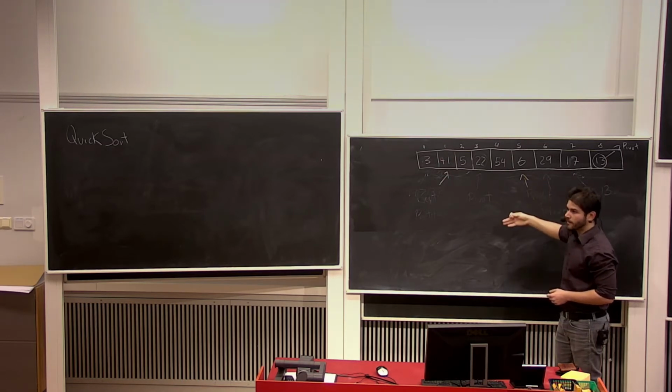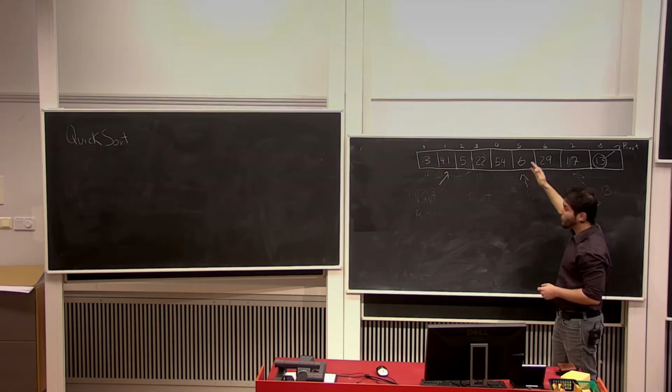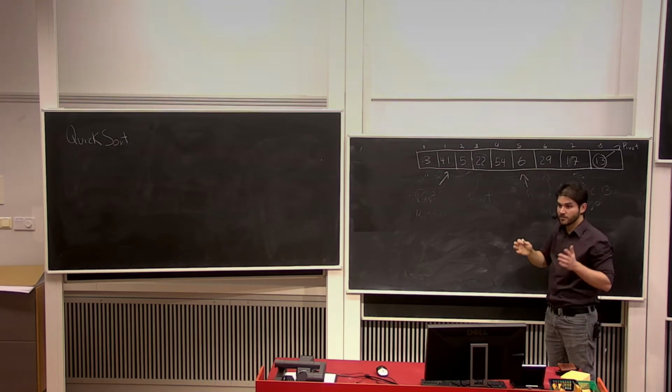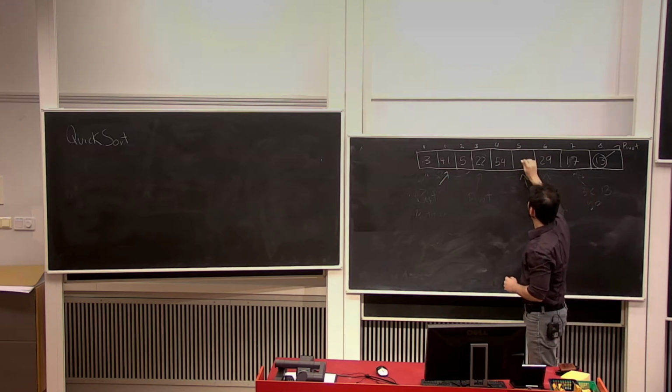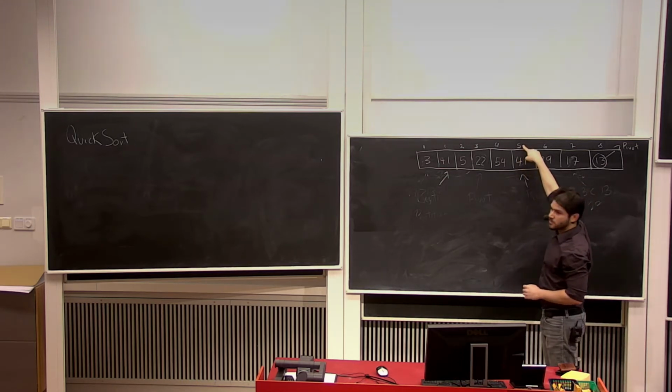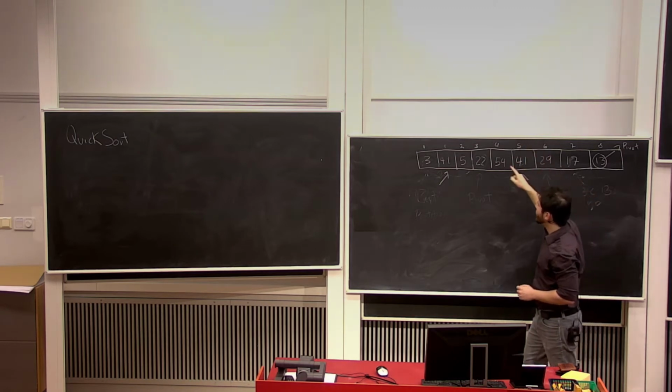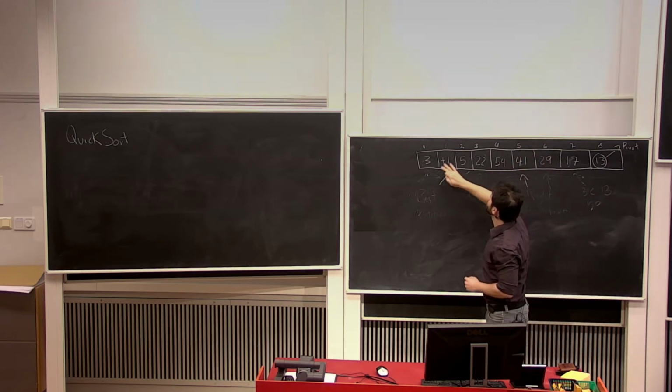And we compare again. Is 6 lower than the pivot? The answer is yes. And every time the answer is yes, yes, we swap the elements. So 49 now comes to position 5, and 6 comes to position 41.